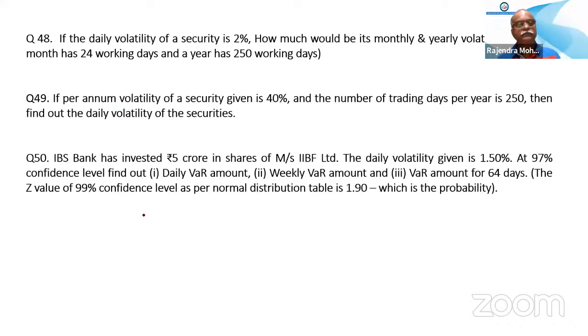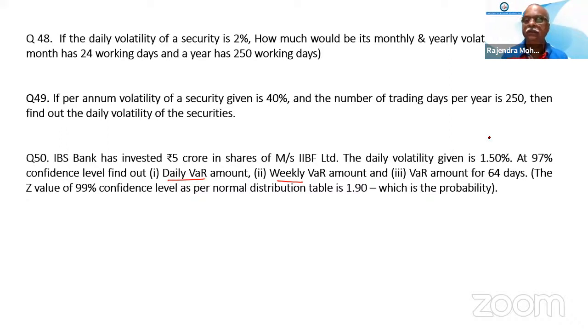Last question. IBS Bank has invested 5 crore in shares of Messrs. IIBF Limited. The daily volatility is given as 1.5%. At 97% confidence level, find out what is the daily VaR, weekly VaR, and VaR for 64 days, where Z value of 99% confidence level as per normal distribution is 1.90.